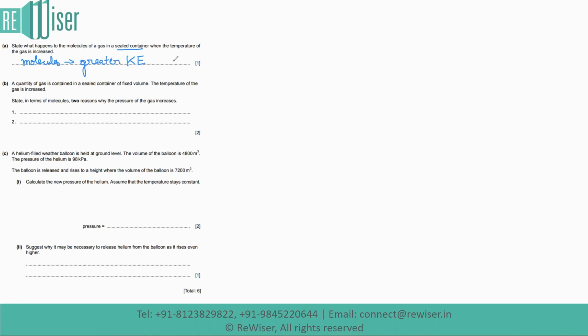Moving on, a quantity of gas is contained in a sealed container of fixed volume. The temperature is increased. State in terms of molecules 2 reasons why the pressure increases. Here, we know that volume is kept a constant. Volume V is kept a constant.